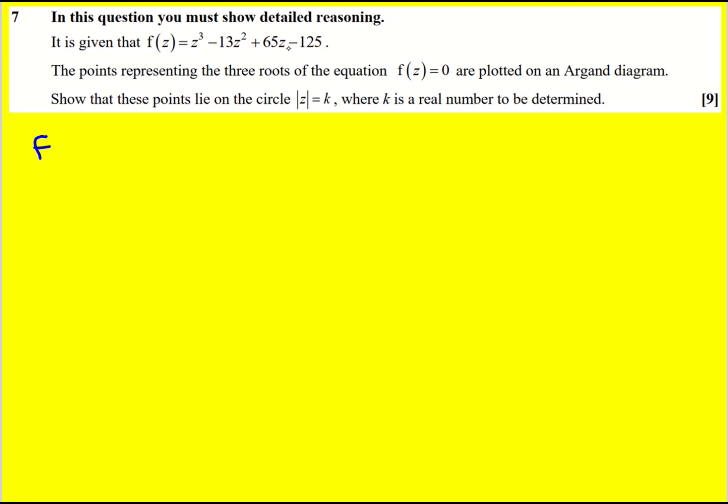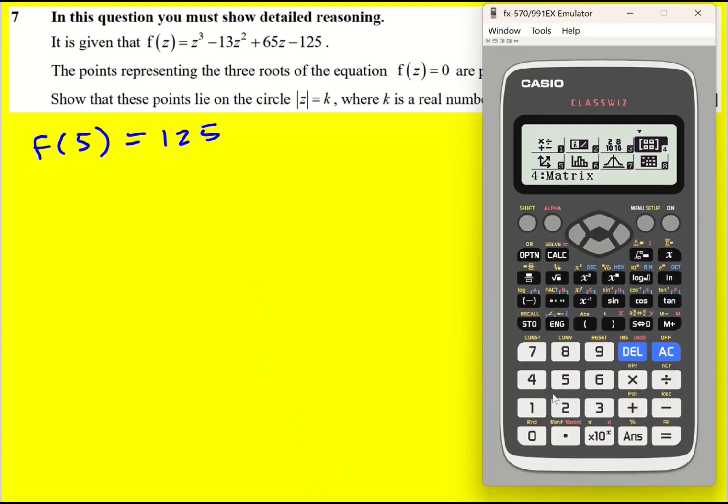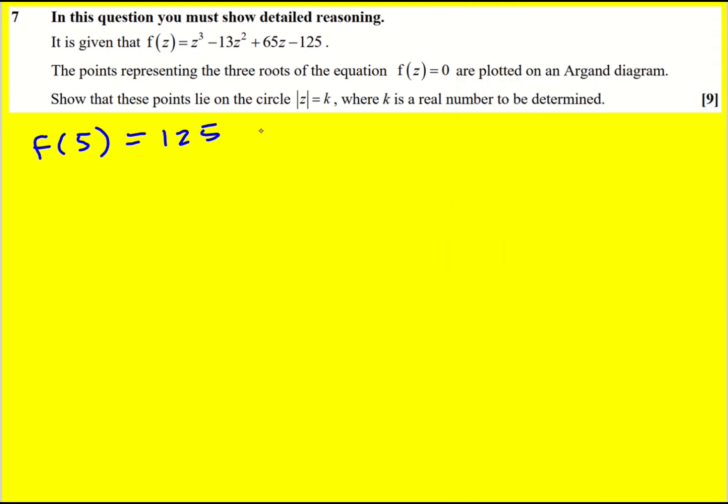Now f of 1, there's no way that's going to be 0, so I'm going to skip it. The next one that kind of makes sense to try is f of 5. And then we'd get, and I would show my working for this, but you can use your calculator to help as well. So 5 cubed, minus 13 times 5 squared, or 25, that's 325, plus 65 times 5, minus 125, and we can see really quickly it's going to be 0. Therefore, z minus 5 is a factor.